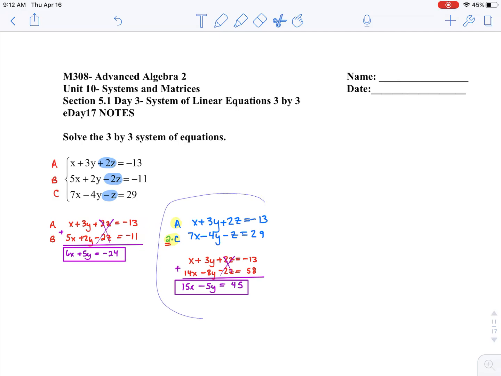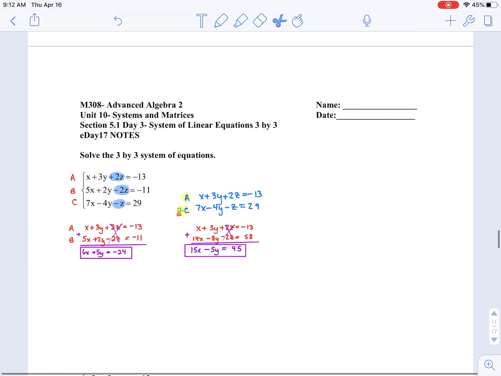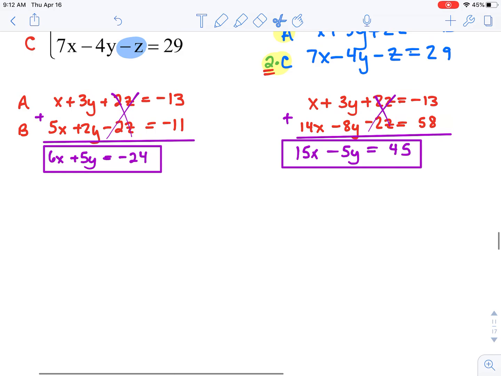So some of the tricks that I want you to do is first labeling your equations, telling me what you do to your equations. And what I mean by that is when you multiply an equation by a number.